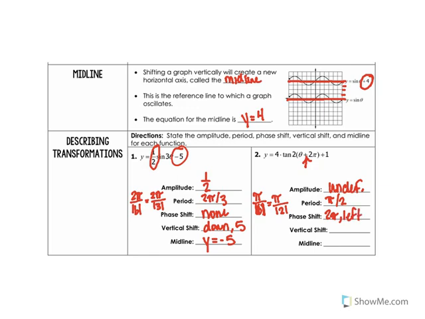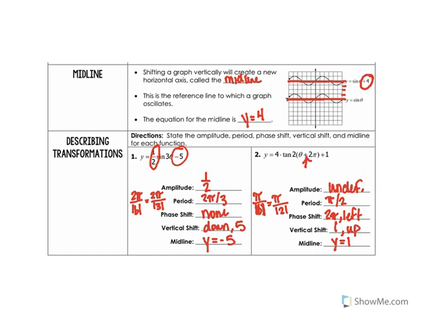Okay, now the vertical shift is what's outside the parentheses, and remember it's the same. So it's going to be 1. Don't write +1, please. But the 1 does mean that it's going to go up. And lastly, remember vertical shift and midline correspond with each other. So our midline is going to be at y equals 1 because it would be the x-axis, but it's moved up by 1.